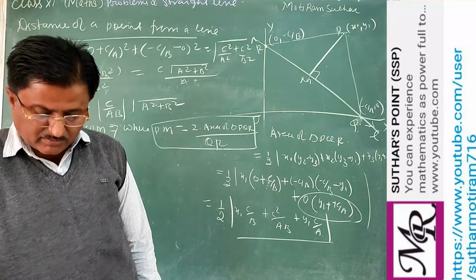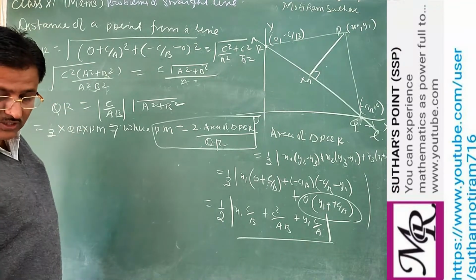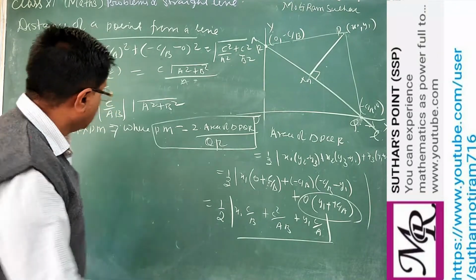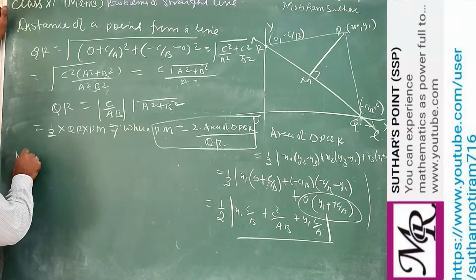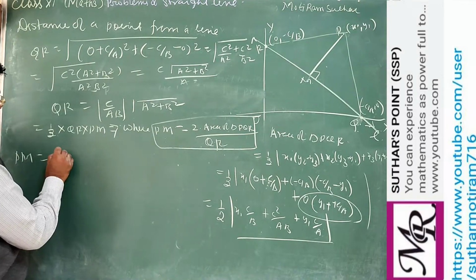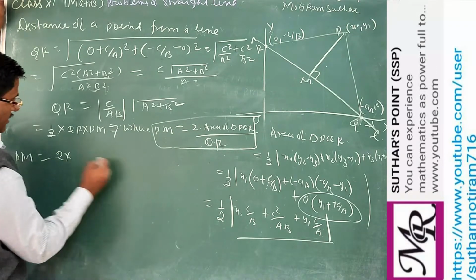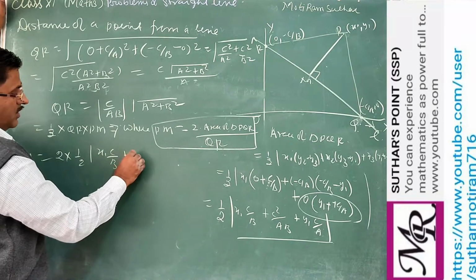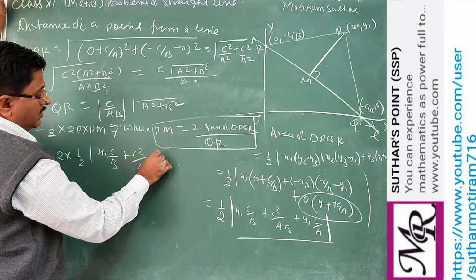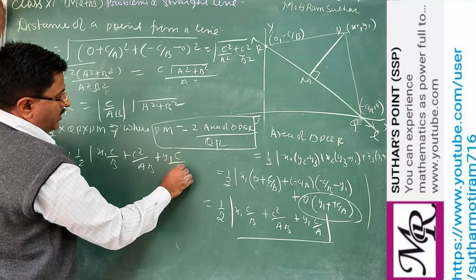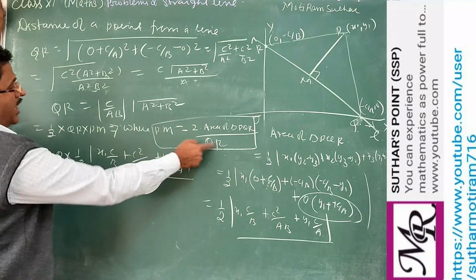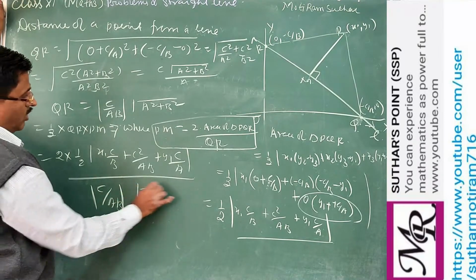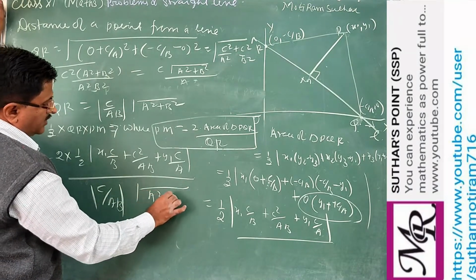PM is the distance of the point from the line. So put all these values and simplify, you get the answer. Clear? So write down here PM equal to 2 into area, 1 by 2 mod of x1 c upon b plus c square upon ab plus y1 c upon a, upon QR, which is c upon ab, root of a square plus b square.